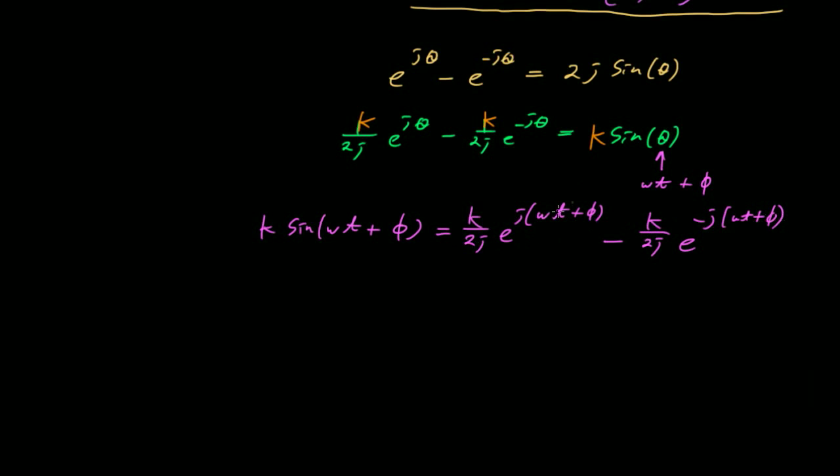Or actually, no, I'm not going to skip a step. I'm just going to do the whole thing, write the whole thing out, so hopefully you can follow this. We have k over 2j. I'm going to multiply the j into these expressions.